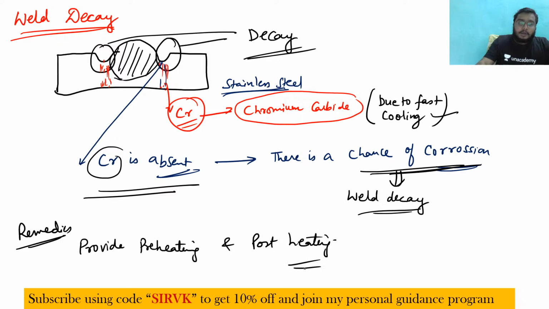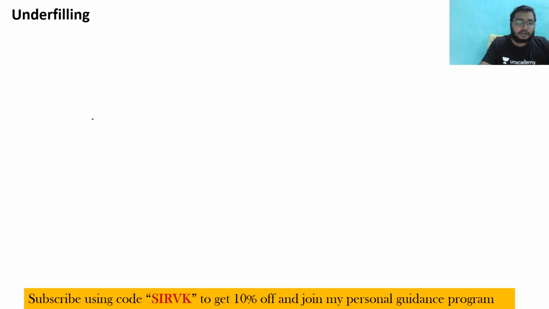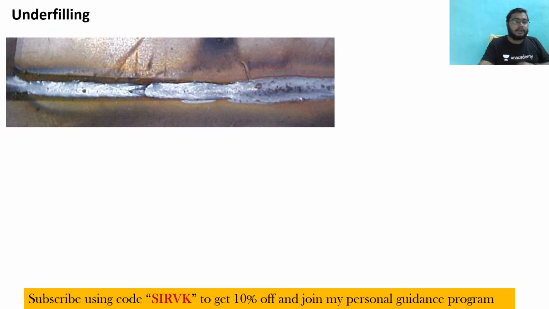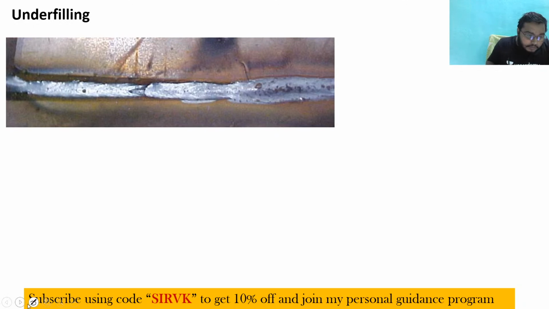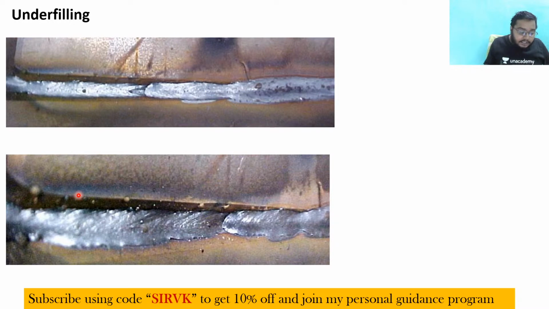Now let me explain some more welding defects. These are very short ones. This is underfilling. What is underfilling? Understand, there is another defect that is known as underfilling. See, this is a weld bead, and here is a gap. If I zoom in on this part, see, there is a gap. When the joint is not filled with the proper amount of weld metal, that is known as underfilling.